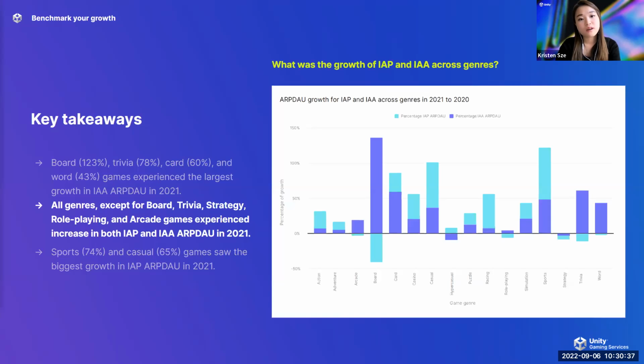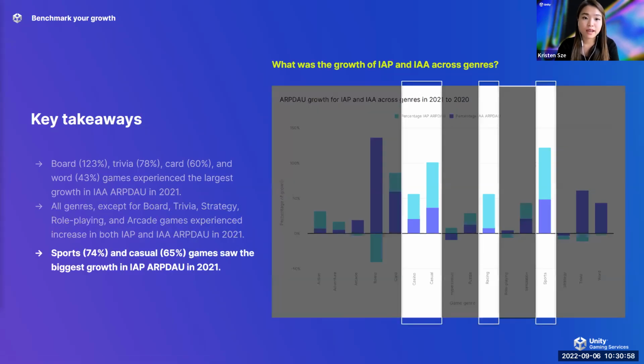Overall, the majority of the genres, except for board, trivia, strategy, role-playing, and arcade games, had year-over-year increase in both in-app advertising and purchase opt-out, suggesting that for the most part, game monetization was scaling at a healthy pace and they're not cannibalizing each other. On the other hand, sports, casual, racing, and casino games saw the most significant year-over-year percentage growth in IAP opt-out.